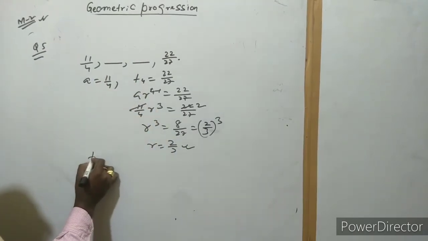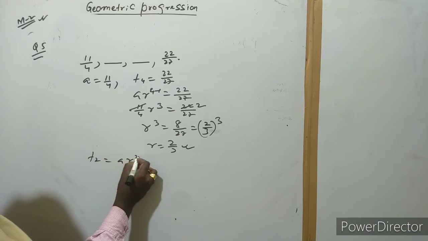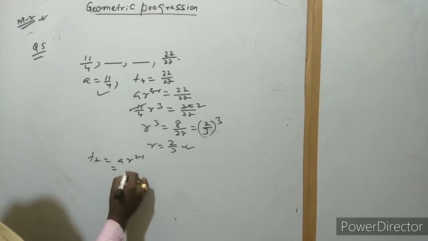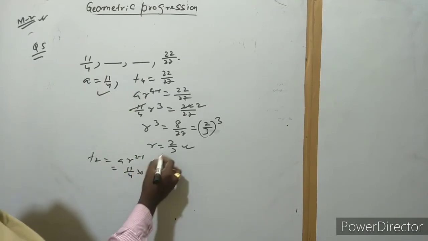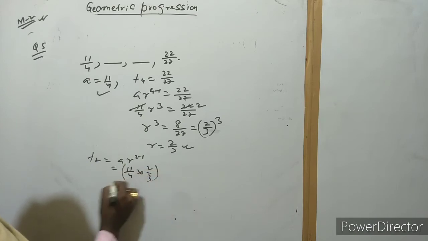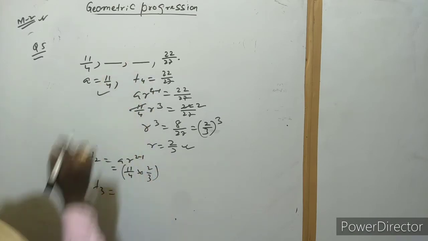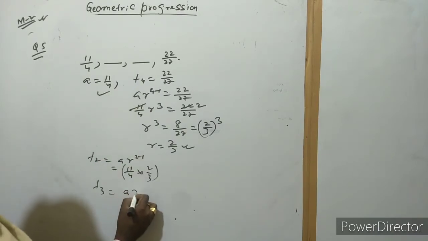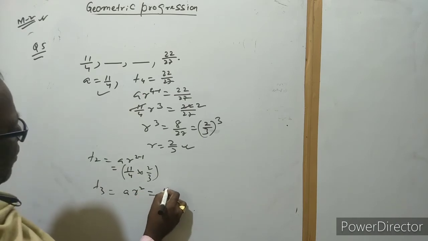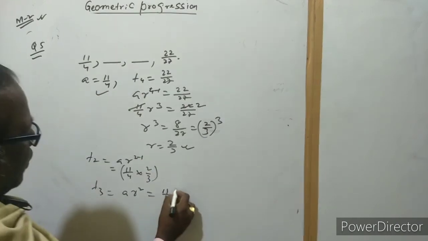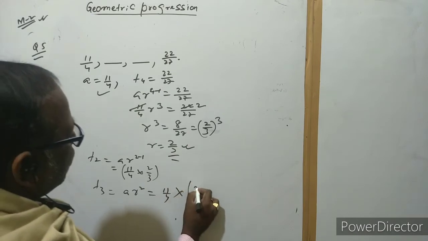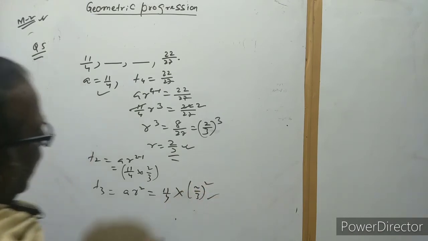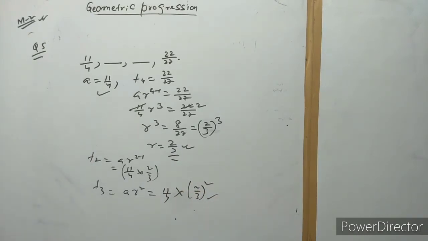And now the second term, T2, that is a into r to the power 2 minus 1. a means 11 by 4 and r means 2 by 3. And T3, we have to find the third term. This is the blank for that. We can easily fill up this third term T3, which is equal to a into r to the power 2. a means 11 by 4, see carefully, and r squared means 2 by 3 squared. We can easily find the value of that. I think you better understand all the questions here.